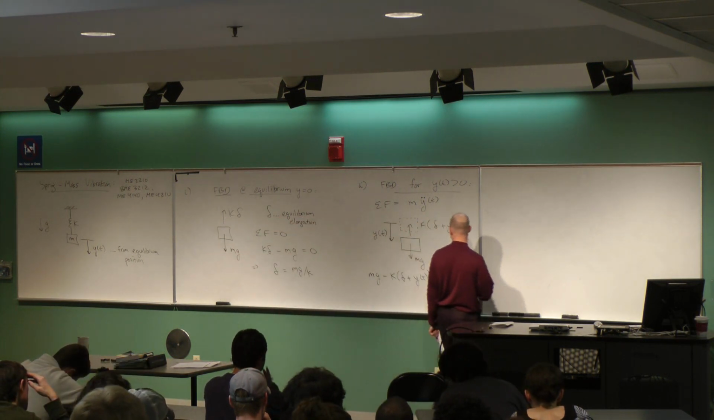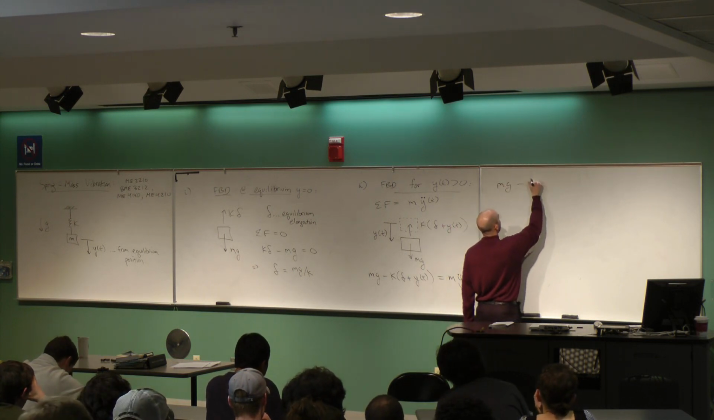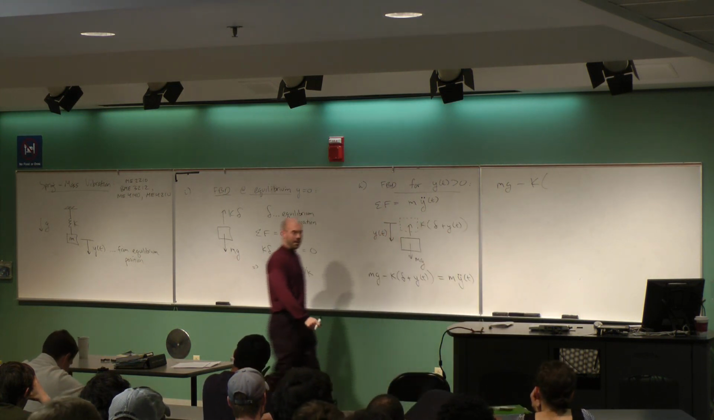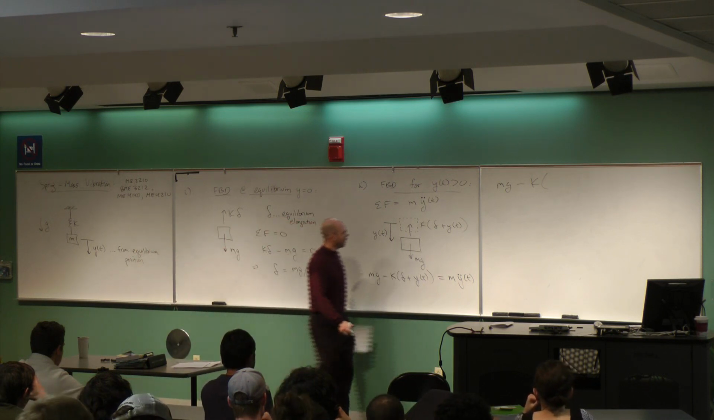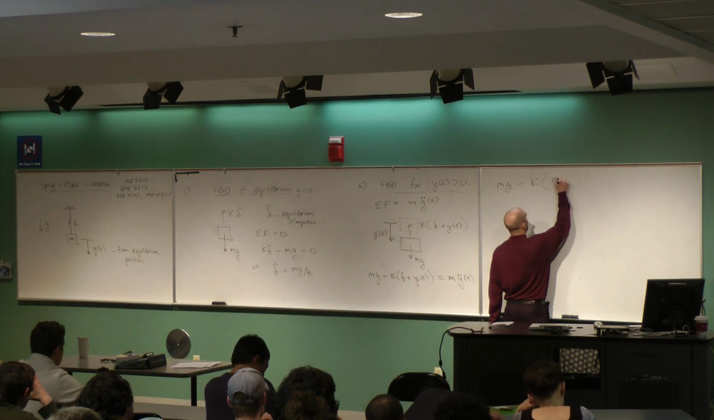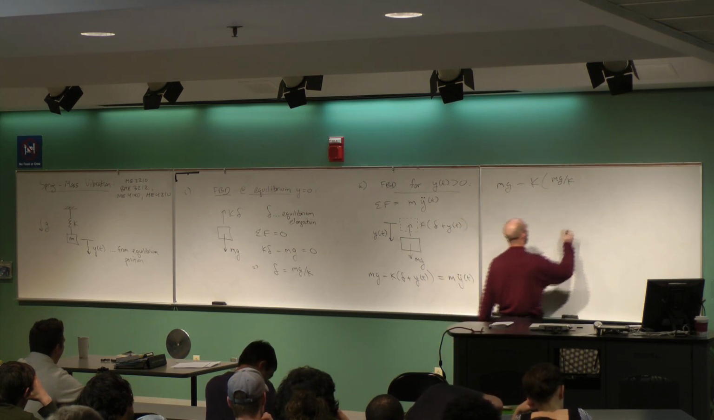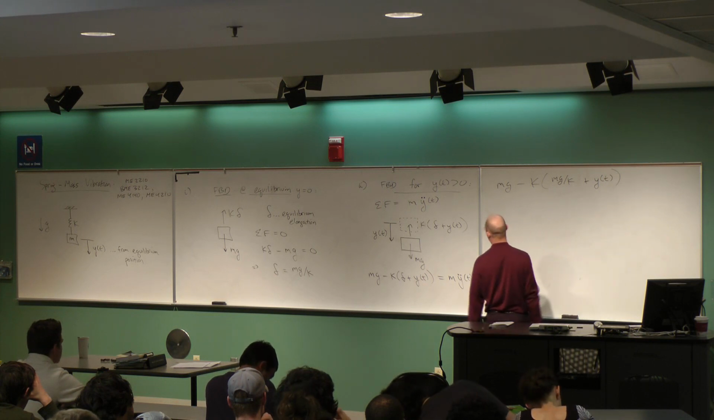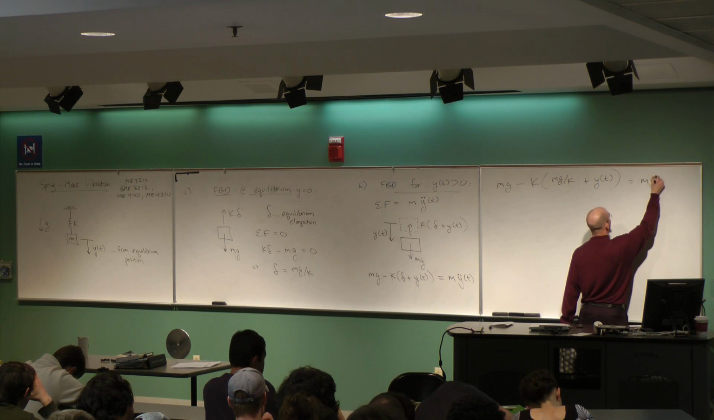Let's plug it in and find out, right? So I got mg minus k. Do I know what delta is? Yeah, statics told me what delta is. Might as well plug it in. Mg over k, right? Mg divided by k is delta, plus y of t, right? All that's multiplied by k, and this is supposed to be equal to m y double dot.